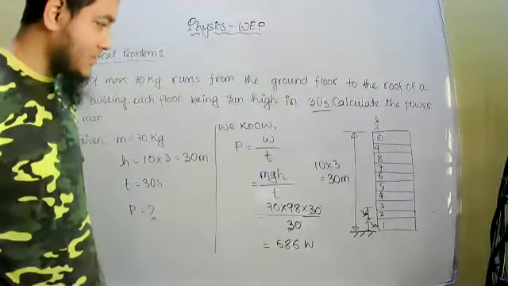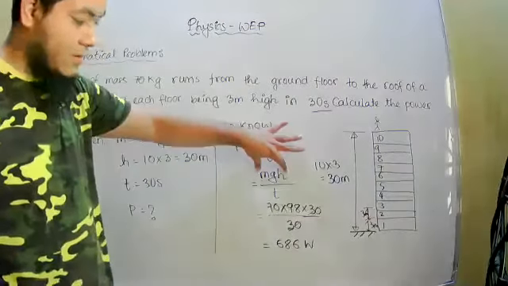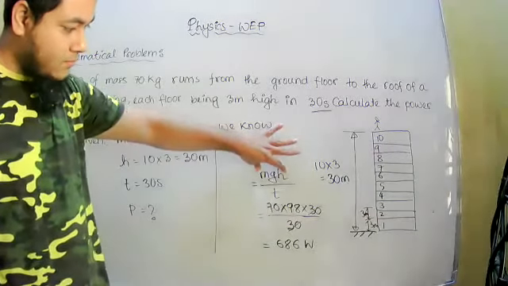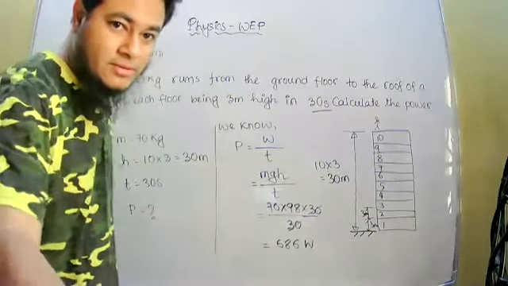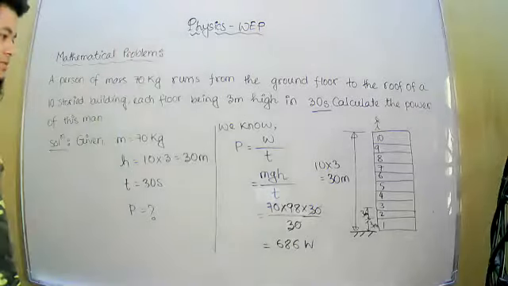Now 686 you got is the amount of work done. You did not multiply by 30 there, you multiplied by 3. Anyway, so this is the solution, okay?